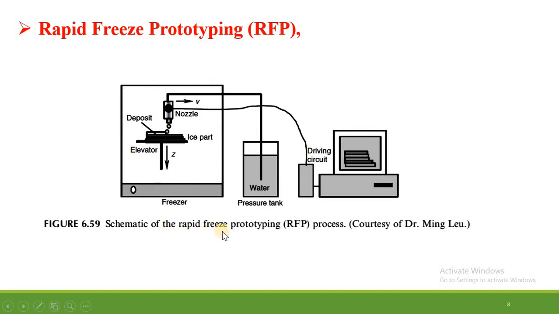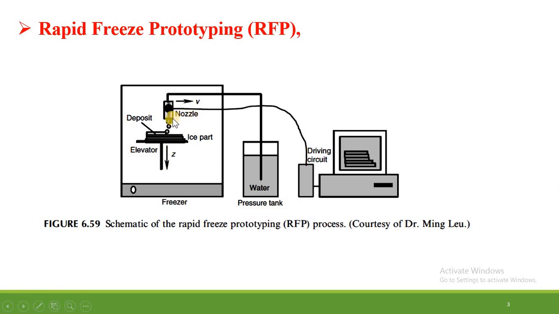Let's understand the schematic of rapid freeze prototyping, courtesy of Dr. Ming Liu. This system consists of a freezer. The temperature of this freezer is maintained lower than the freezing temperature of water. We know that normally water freezes at 0 degree centigrade, so we can maintain the temperature of this freezer below 0, that is -1 or -2 degree centigrade. This freezer consists of an elevator chamber or support where the water layers get deposited. This can be moved in Z direction.